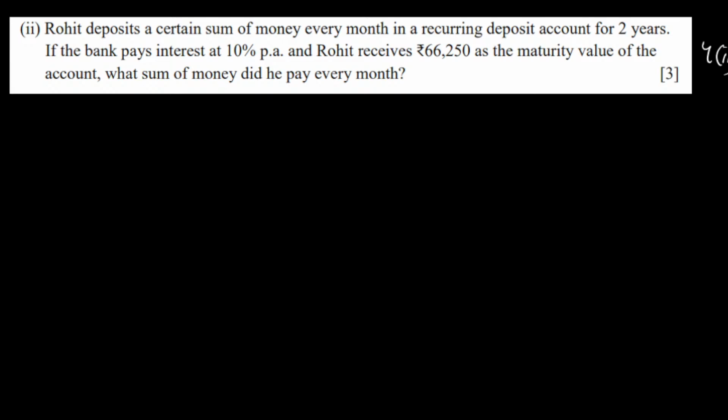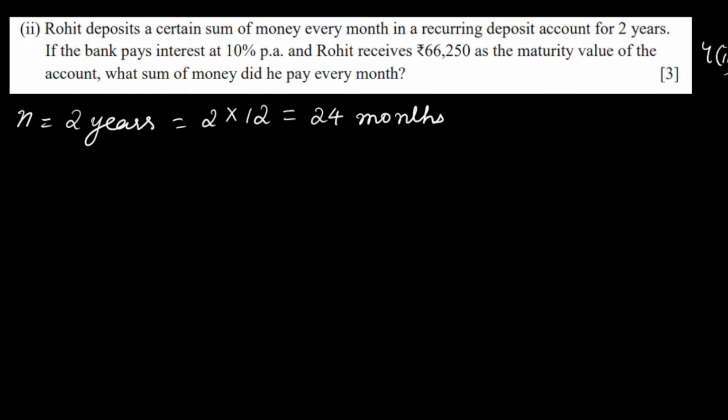So Rohit deposits a certain sum of money every month in a recurring deposit account for 2 years. So n is equal to 2 years. In banking, we always take time in months. So 2 years we can convert into months. 2 into 12, because in 1 year 12 months are there. So 2 into 12 is equal to 24 months. So 2 years have 24 months.